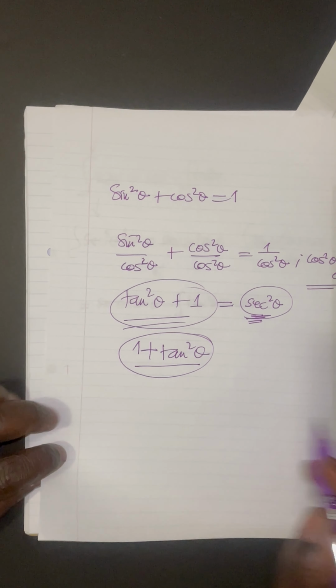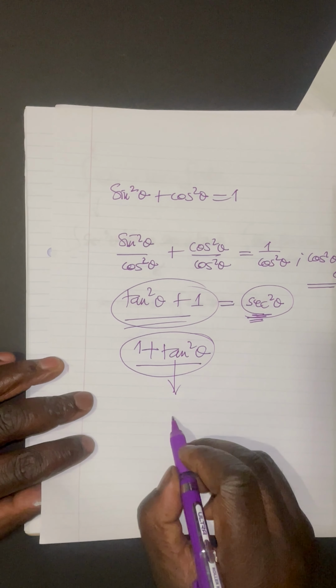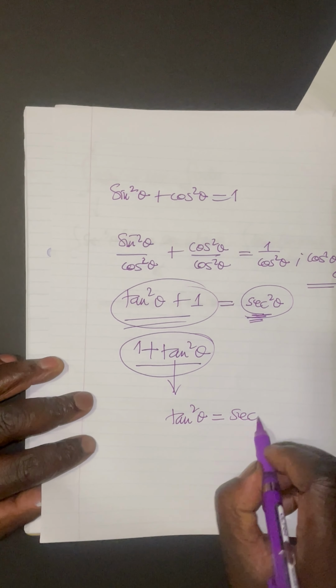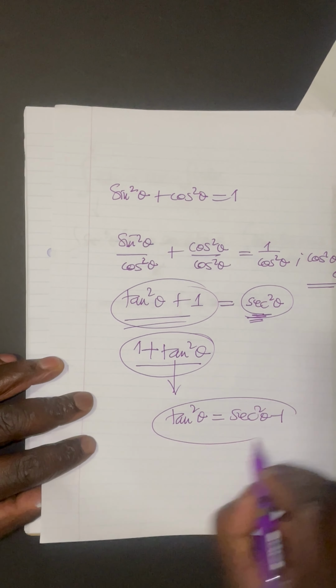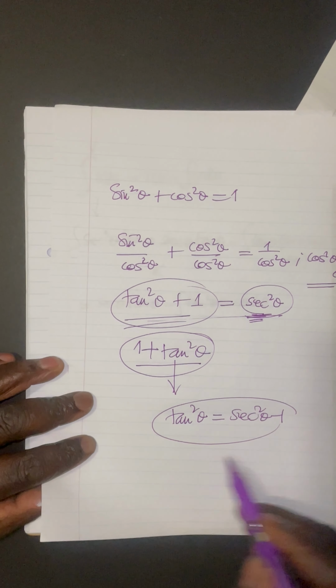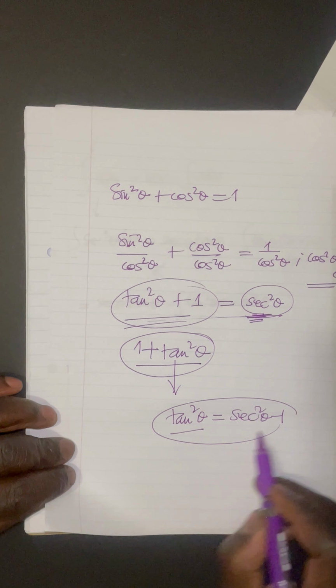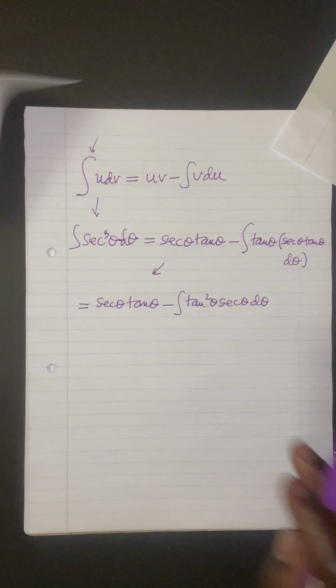So therefore, if I want to solve for tan squared theta, you agree with me that tan squared theta will be equal to sec squared theta minus 1. Obviously, it follows from there that this is the case. Now, what are we saying? We're saying where I see this, I must place that expression here.